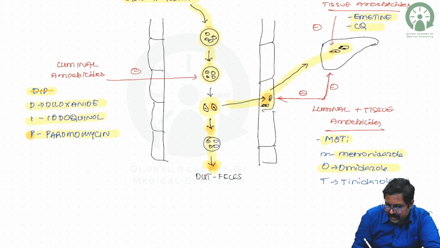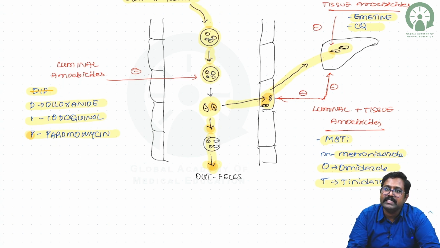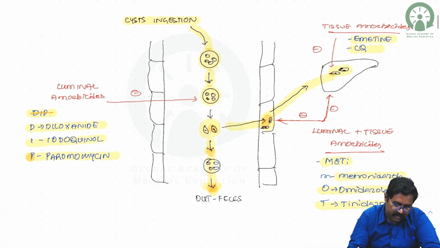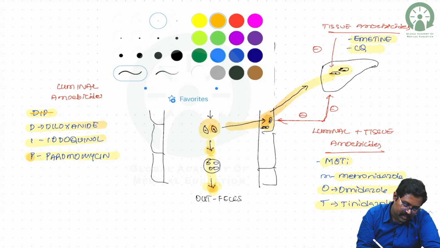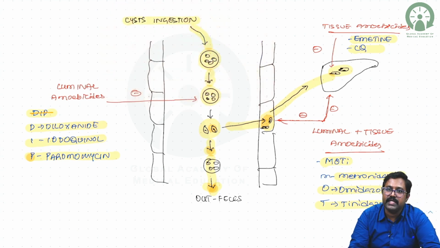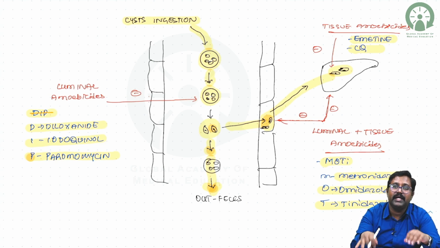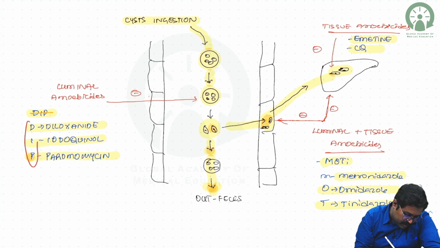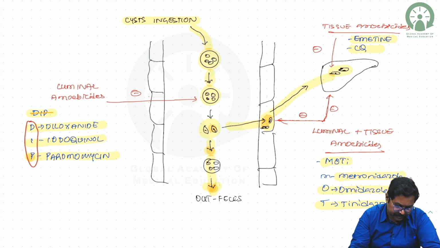The luminal amoebicide, how do you need to remember? In the lumen, the cyst will be dipping into the intestine. So that's why the mnemonic DIP: diloxanide, hydroquinol, and paromomycin. Whereas in the tissue, it is chloroquine and emetin. But the drugs showing both luminal and tissue amoebicidal activity become MOTI when they consume both the tissue as well as the luminal cyst. So that's why they are called MOTI. That is metronidazole, ornidazole, and tinidazole.